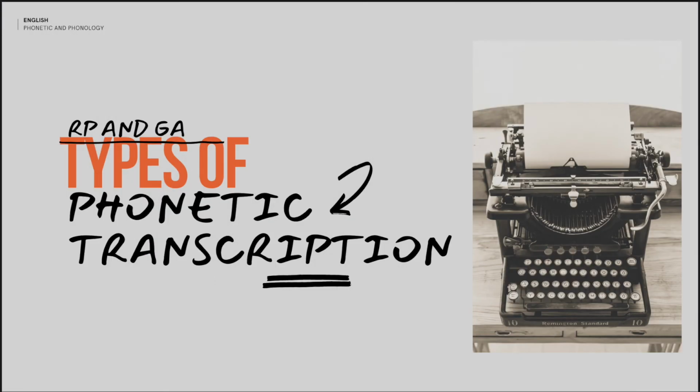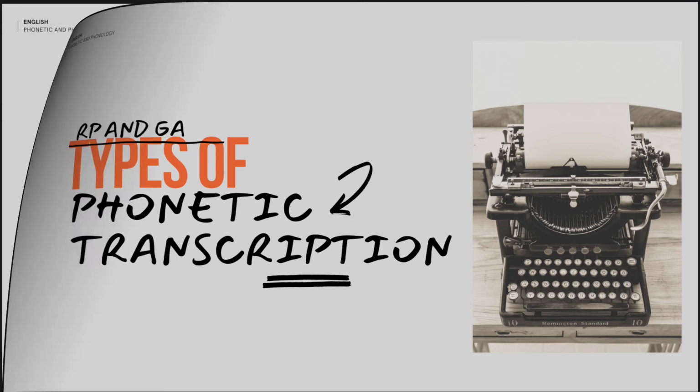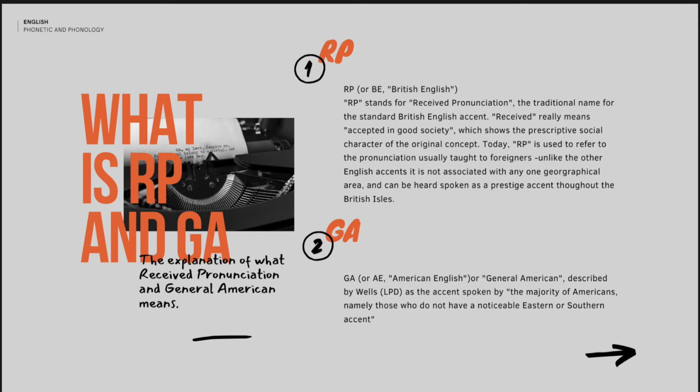Types of phonetic transcription. There are two types of phonetic transcription we are going to explain to you: RP and GA. What are RP and GA? This is the explanation of what received pronunciation and general American mean.